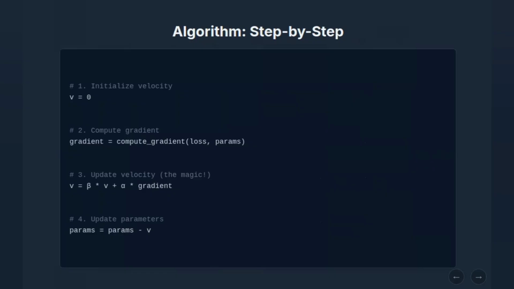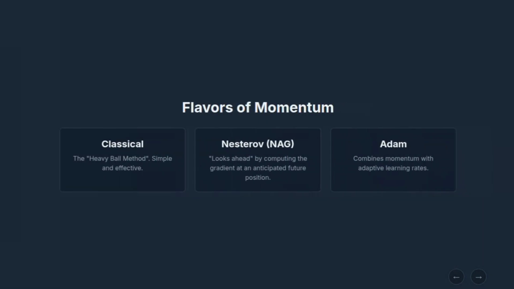Step 4. Update parameters using the accumulated velocity. The beauty is in this accumulation. Each step builds upon the history of all previous steps, creating smoother, more intelligent movement through our optimization landscape. Now here's where it gets really interesting. There are several flavors of momentum-based optimizers, each with unique advantages.